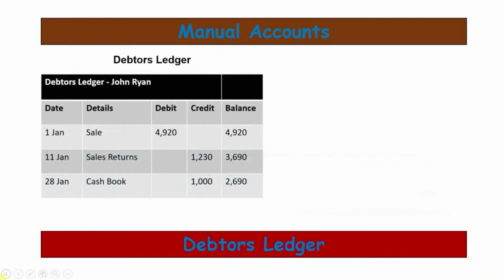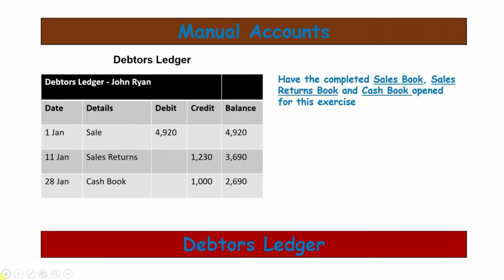We then complete the debtors ledger as shown before. Make sure to have the sales book, sales returns book and cash book open before you start the ledger. The information entered here must come from the completed day books and not the original exercise sheets, as the ledger is not a book of first entry.